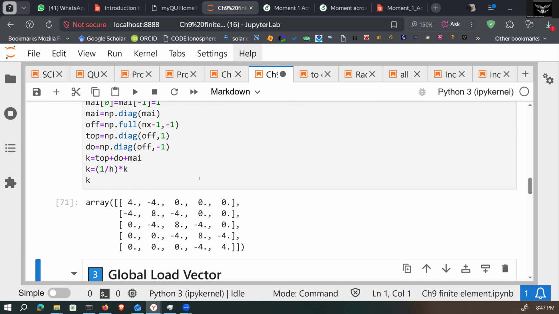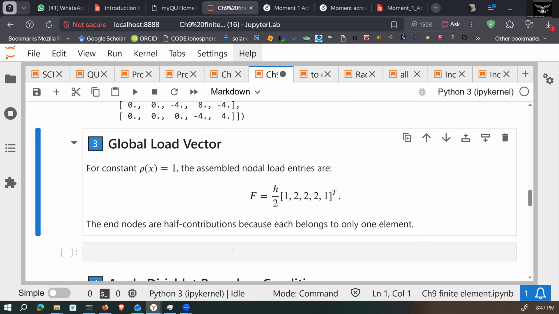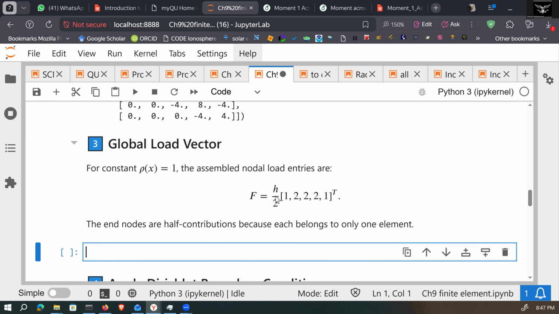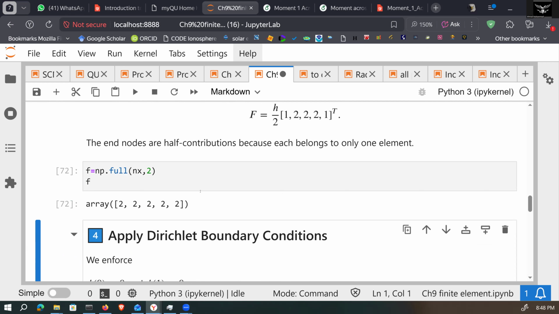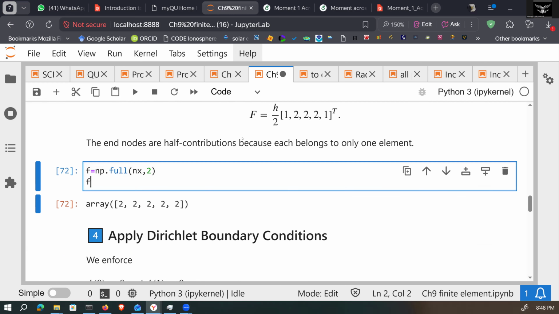Now let's go for the F matrix. The F matrix is h over 2, 1, 2, 2, 1. This is easy. So F equals np dot full. What does this mean, dot full? It's just like, get me some row vector of length nx and fill it up with, for example, 2's. So now I'm filling it up with 2's. It gives me this, but then I want to change here to be 1 and here to be 1.